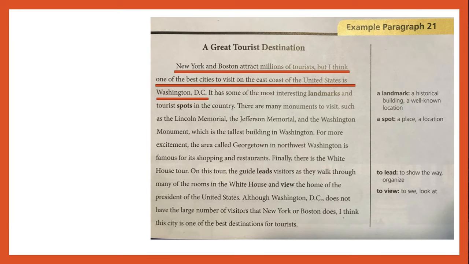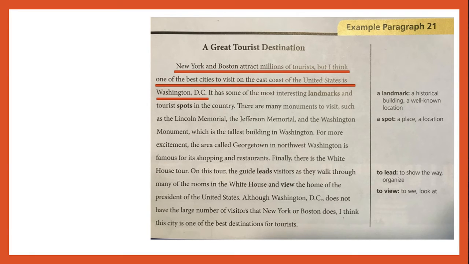So, to demonstrate what this looks like with an actual paragraph, we're going to look at one of the example paragraphs out of the book. Example paragraph 21, titled A Great Tourist Destination. I don't remember the page number exactly, but it's in chapter 4 of the book. It's the first paragraph. We're going to look at this paragraph one sentence at a time to see what each sentence does and what its role in the paragraph is.